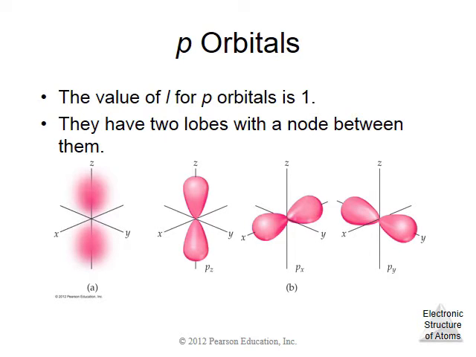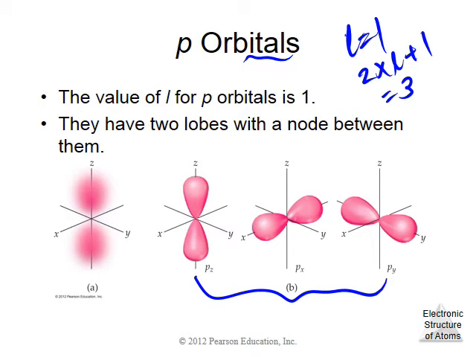P orbitals each have two lobes, and these are px, py, and pz. Remember, p orbitals belong to the p subshell. The p subshell has L value equal to 1, and that has 2 times L plus 1 orbitals, which is 3 orbitals. And these are the 3 orbitals. On the left-hand side, you're just looking at the pz orbital in electron cloud picture.